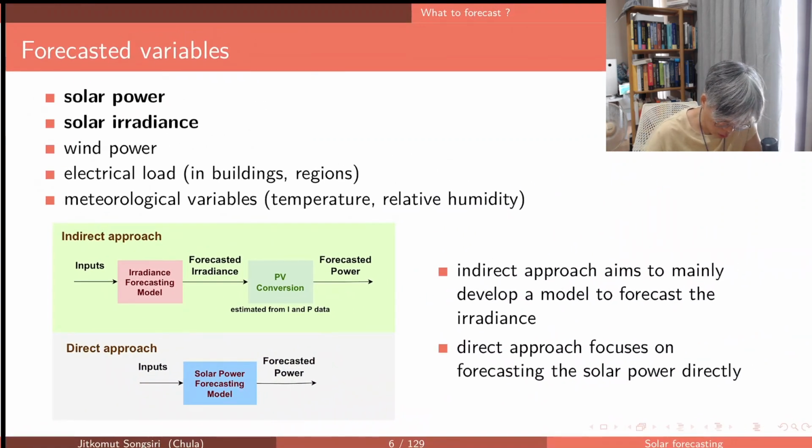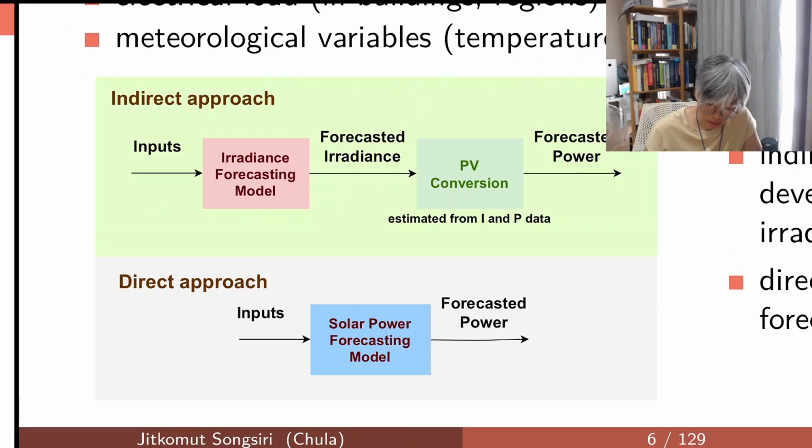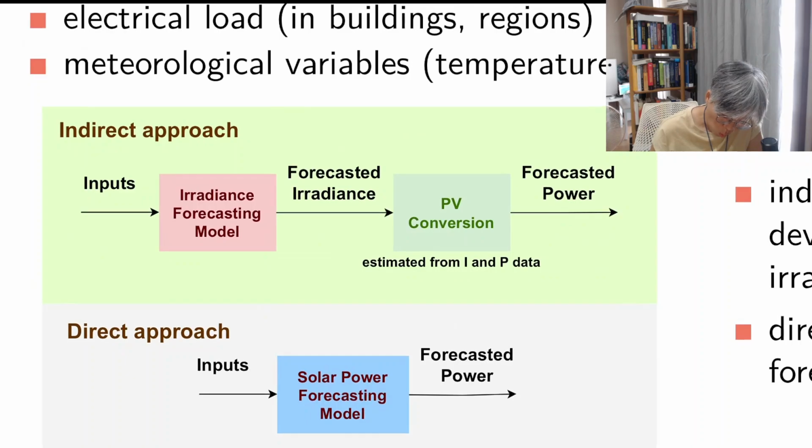In the context of solar power forecasting, I think we can unify the ideas into two main approaches. The first one is what we call the indirect approach. Here, we focus on developing an irradiance forecasting model. So whatever we input, we plug in here. The challenge is to first forecast the irradiance.